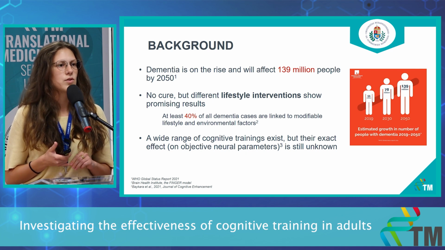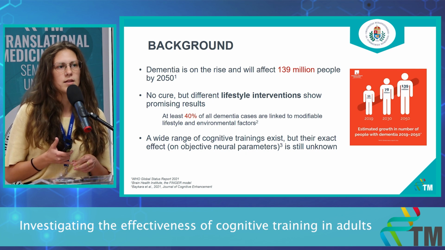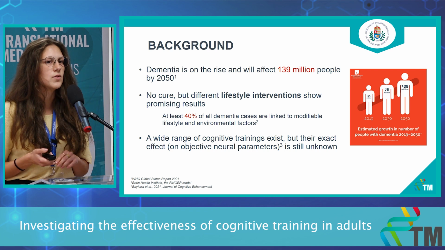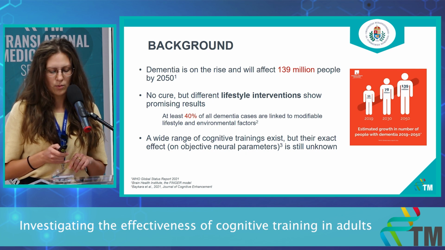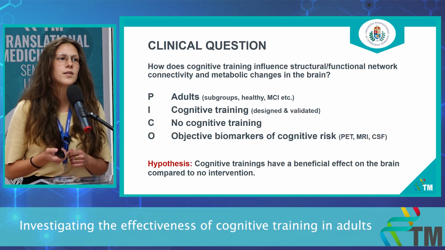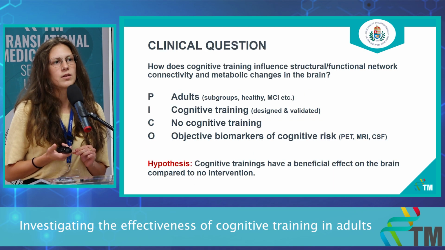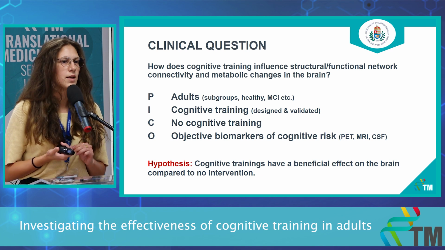Previous studies showed that at least 40% of all dementia cases are linked to modifiable lifestyle and environmental factors. And there are a wide range of cognitive trainings, but their exact effect on objective neural parameters is still unknown. So our clinical question is, how does cognitive training influence structural and functional network connectivity and metabolic changes in the brain? Our population is adults.